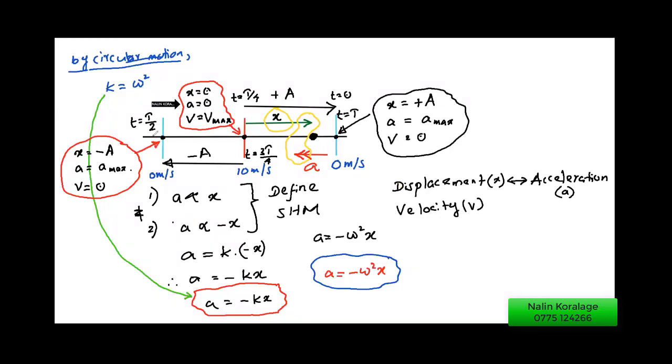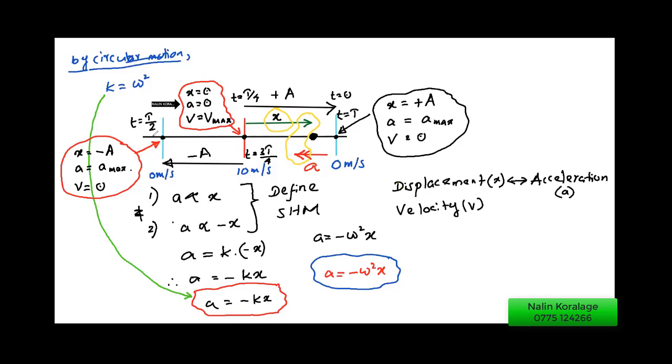Okay. So simple harmonic motion is completely revised. We defined that thing. We talked about what is meant by simple harmonic motion. We talked about what the conditions are for a particle to be said to execute simple harmonic motion. There are two. We talked about those two conditions as well.